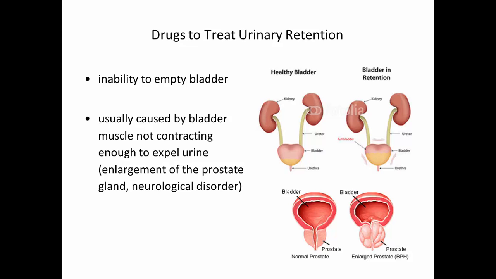So urinary retention is the inability to empty the bladder. It's usually caused by the bladder muscle not contracting enough to be able to expel the urine. A very common cause of urinary retention is an enlarged prostate gland in men. The prostate gland is involved in the reproductive system, but geographically it's located around the urethra. So sometimes if it enlarges, it pushes on the urethra, and then urine can't flow out of the bladder. The other thing could be a neurological disorder, a problem with the nerves that run to and from the internal or the external sphincter.